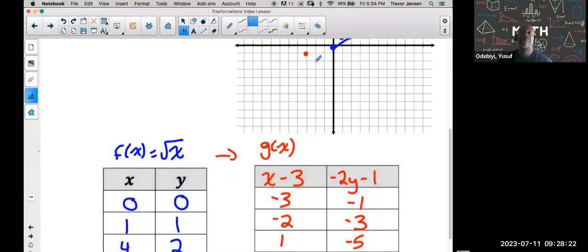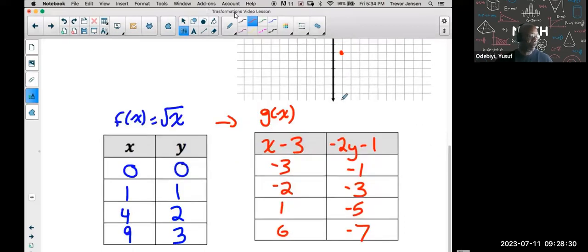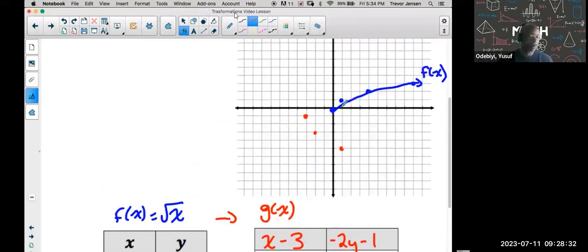Next, -2, -3, 1, -5, 1, 2, 3, 4, 5, and 6, -7. 1, 2, 3, 4, 5, 6. 1, 2, 3, 4, 5, 6, 7. So here's what it looks like.